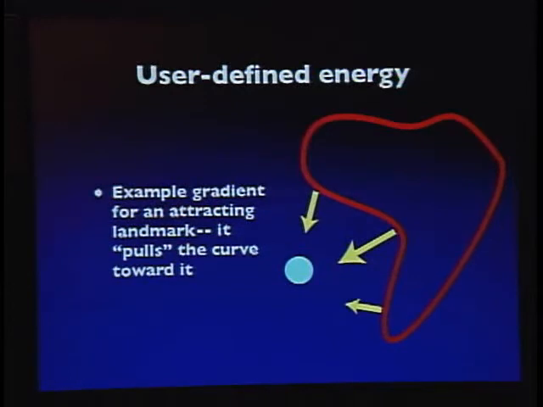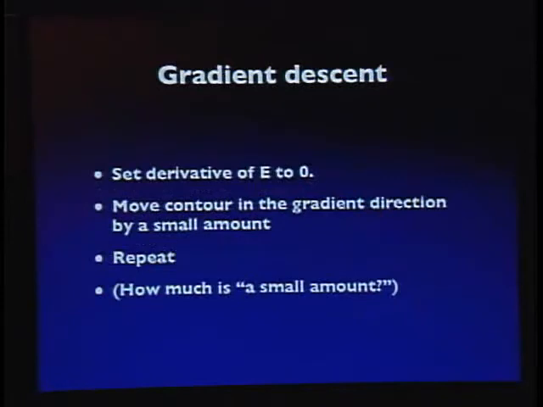And the opposite for a repelling landmark, like the one that I said was on the spine that we want to stay away from. So in what's called gradient descent, which is a very common optimization technique, we set the derivative of that energy function to zero, and we move the contour in the gradient direction by a small amount.